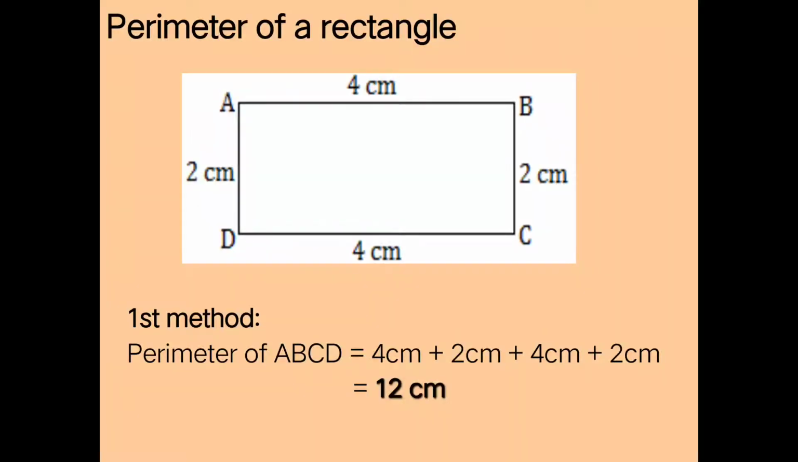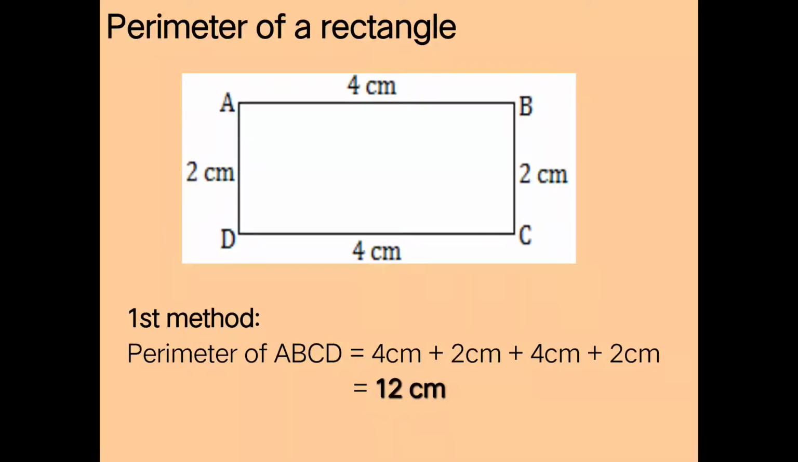So here we have the perimeter of a rectangle. In this we are going to learn two methods. First we'll move on to the first method to find the perimeter of the given rectangle. Here we have named the rectangle ABCD, where AB is the length and CD is also a length, and BC is the breadth and AD is also a breadth. So we are going to find the perimeter of the outer surface of the rectangle.